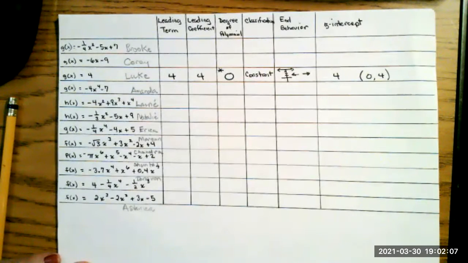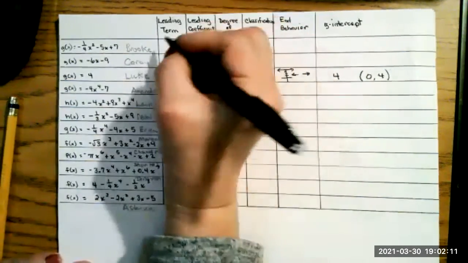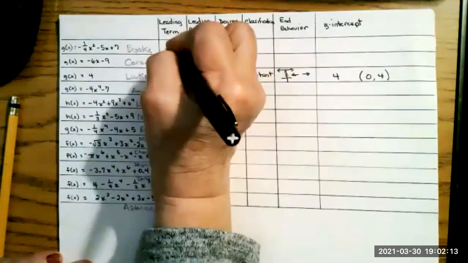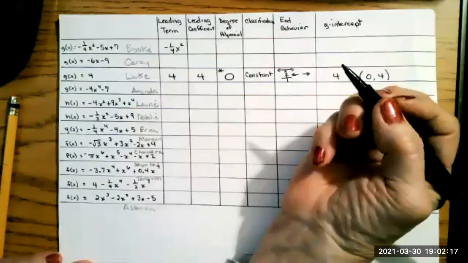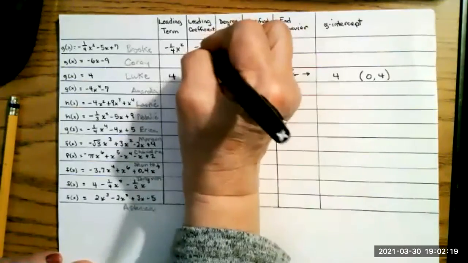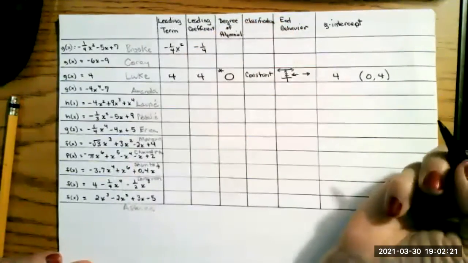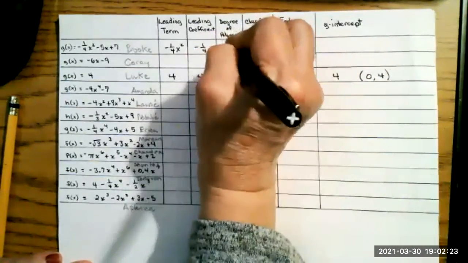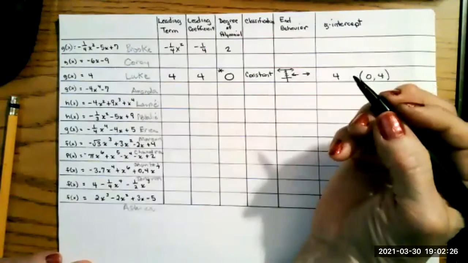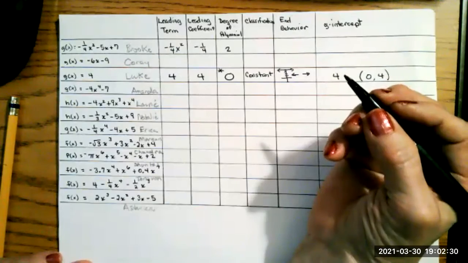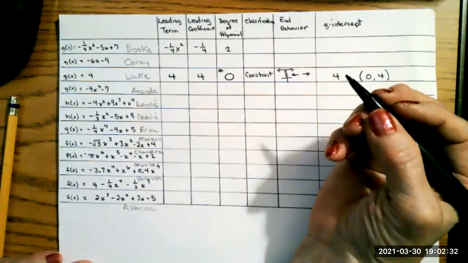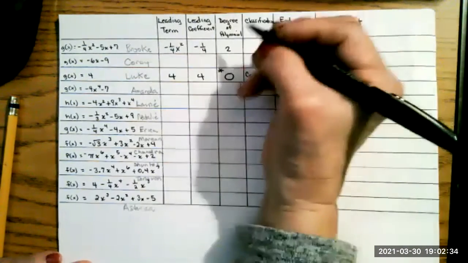Okay, anybody else have yours? I've got the first one. Okay, leading term. -1/4 x squared. That's correct. Leading coefficient. -1/4. Good job. Degree. 2. Classification. Linear. Nope, not linear. It curves. It's got a 2 on it. I'm just kidding, it frowns. It goes down on both sides.